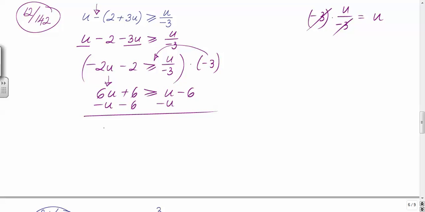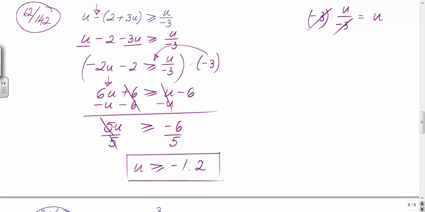6u minus u will be 5u, 6 minus 6 is nothing, greater than or equal to u minus u is nothing, negative 6. Final step, you will divide by 5. 5 divided by 5 is 1 u will be greater than or equal to negative 6 over 5 will be what? 1.2. Okay?